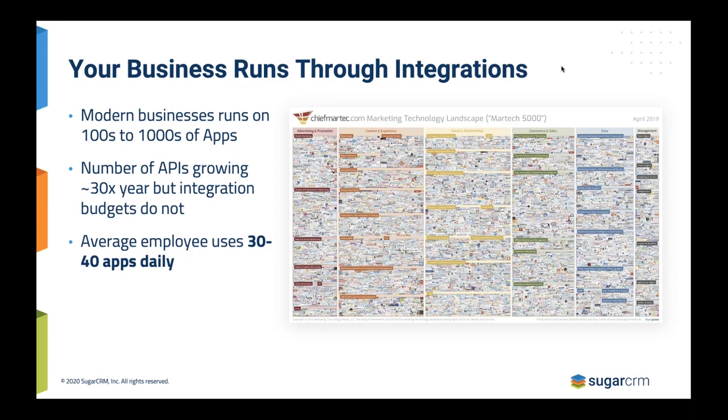So business applications are growing exponentially every year. An average business user leverages 30 to 40 applications daily to get their work done. That means your average sales, support, marketing person touches that many apps each day. So if you think about your business, how many of these apps do your teams use every day? And how many have customer information that should be part of your CRM solution?